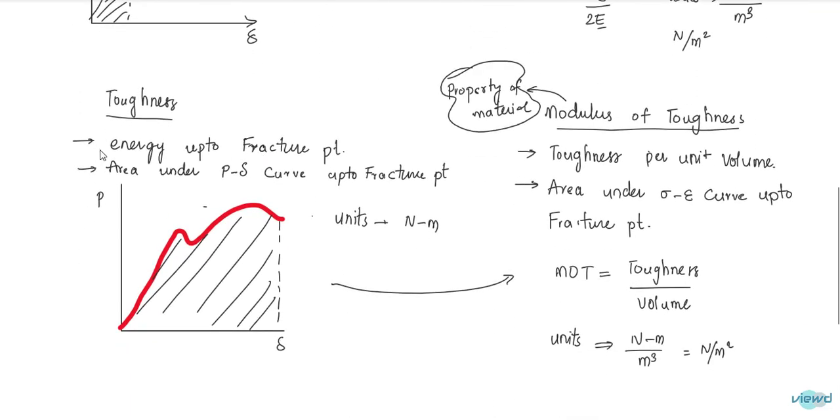Next, toughness. Toughness is energy up to the fracture point. So this is the final fracture point or rupture. Area under the P delta curve up to the fracture point gives us toughness. So units are Newton meter. Modulus of toughness is toughness per unit volume. Area under the stress strain curve up to the fracture point gives us the modulus of toughness. Modulus of toughness is equal to toughness by volume. Units are Newton per meter square or Newton meter per meter cube.